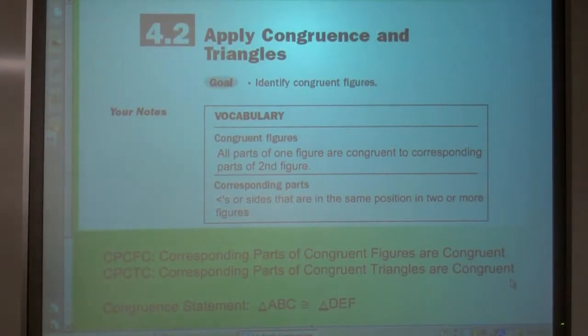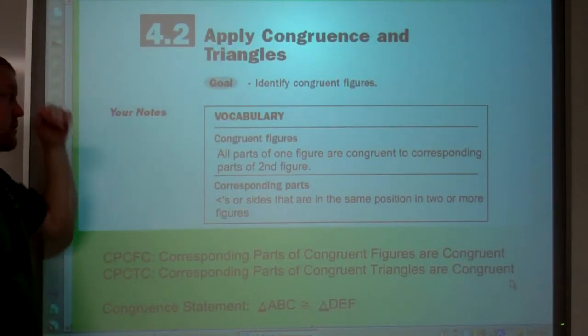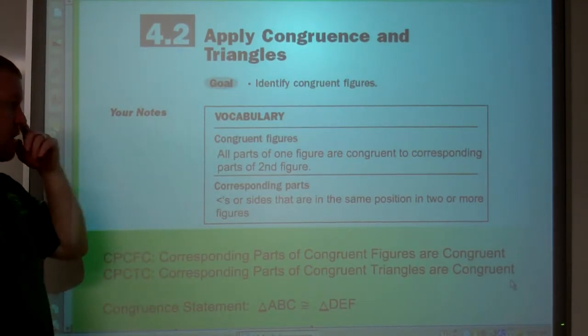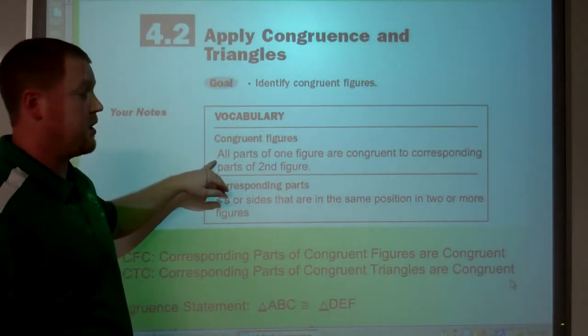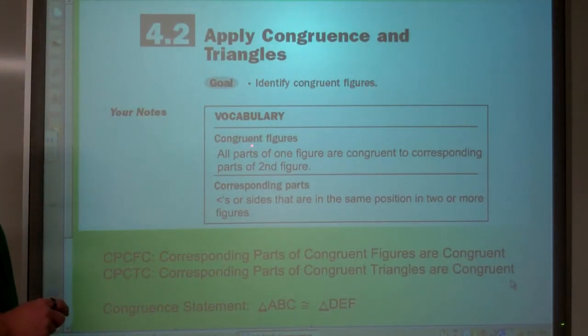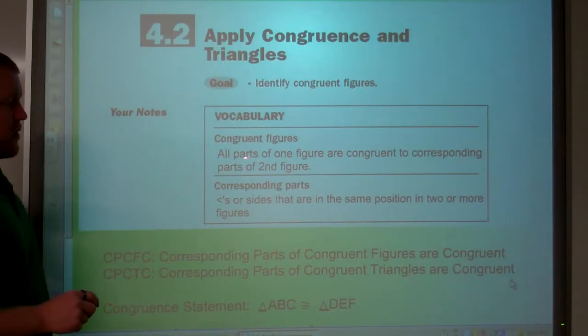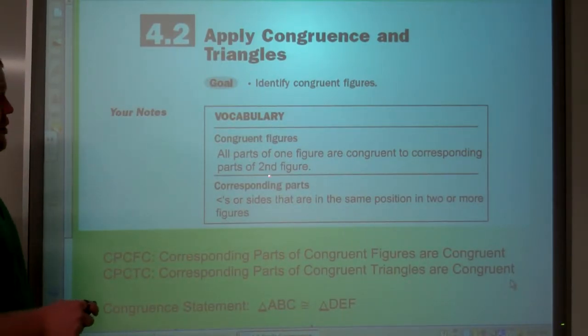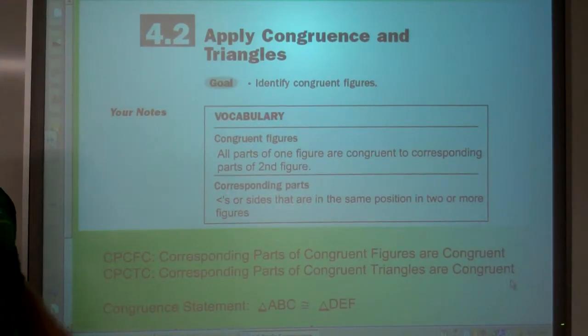Alright, section 4.2, apply congruence and triangles. Congruent figures. Alright, all parts of one figure are congruent to corresponding parts of a second figure. And again, congruent means same size and same shape. Parts, we're talking about angles and sides. Corresponding, we reference corresponding parts here. What are they? They're the angles or sides that are in the same position in two or more figures.